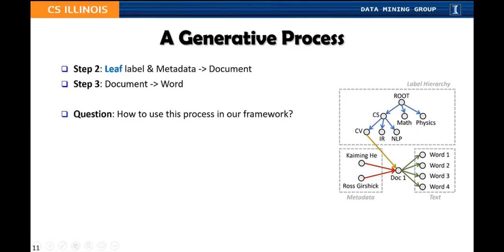And after we get the embedding of the leaf labels, we have the following two steps. In step 2, we can use the embedding of the leaf label and the embedding of the metadata to generate the embedding of the document. And in the third step, we can use the document embedding to generate word embeddings one by one. And the conditional probabilities are very similar to that in step 1, so I just omit them. Now, with this generative process, the question becomes how to use it in our framework.